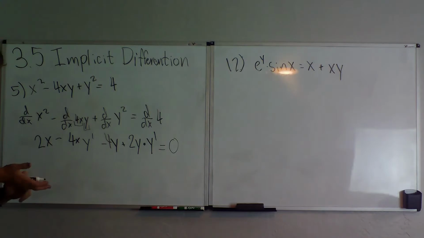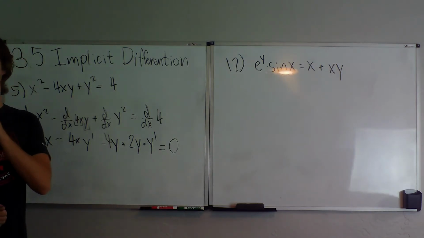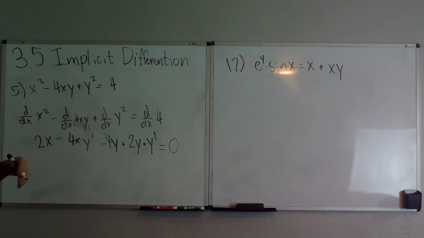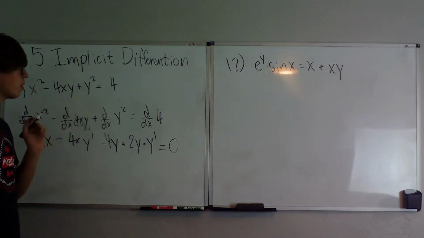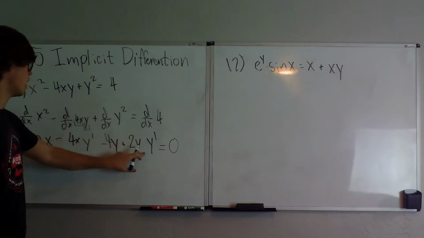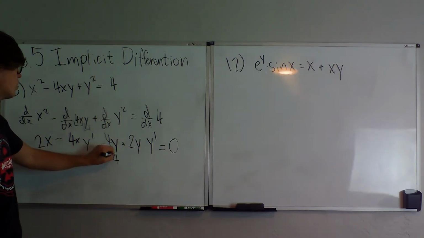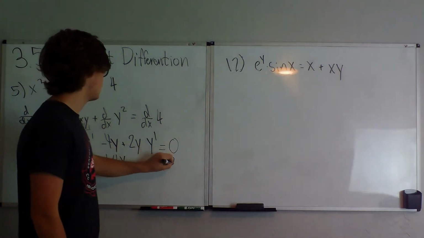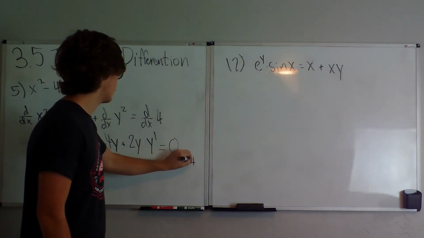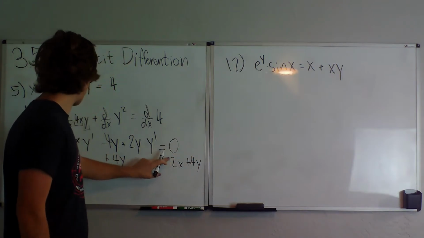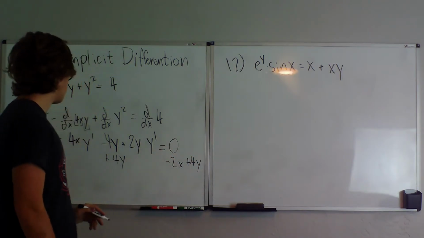Right? Because that's the same thing as saying 4x times 1 times y prime. Okay, our next step. We want all the y primes by themselves, all on one side. So how do we do that? We'll just subtract 2x, add 4y to both sides. Sorry, it was subtract 4 or 2x. And then what do we get?